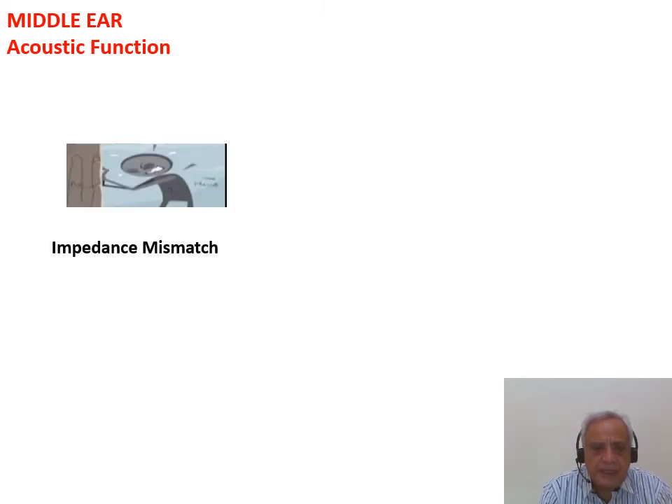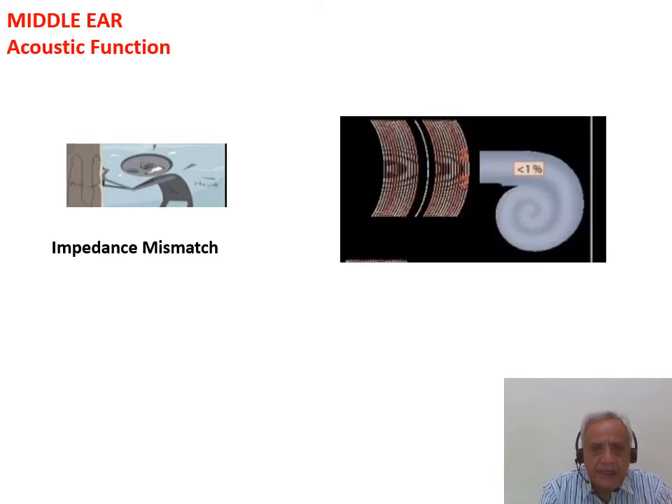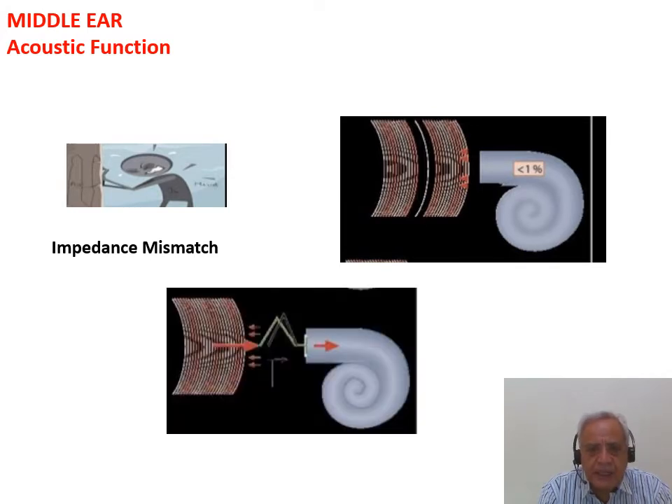This is the impedance mismatching. There is air and there is fluid, so the sound will be reflected back. In a normal situation, sound will be reflected, but if there is a mechanism which will increase the sound in the middle ear, it will reach the inner ear in a good way. This mechanism will be called the transfer function, the second mechanism.